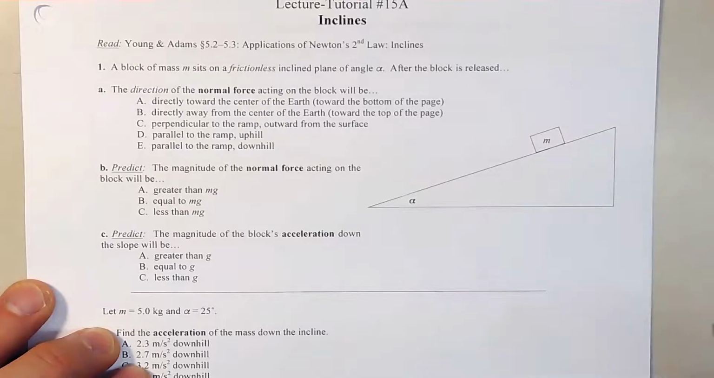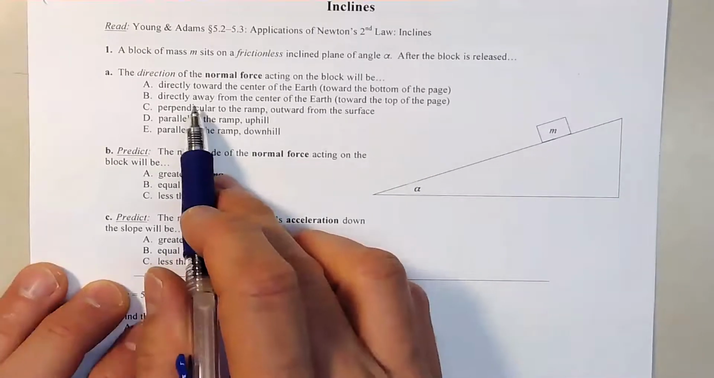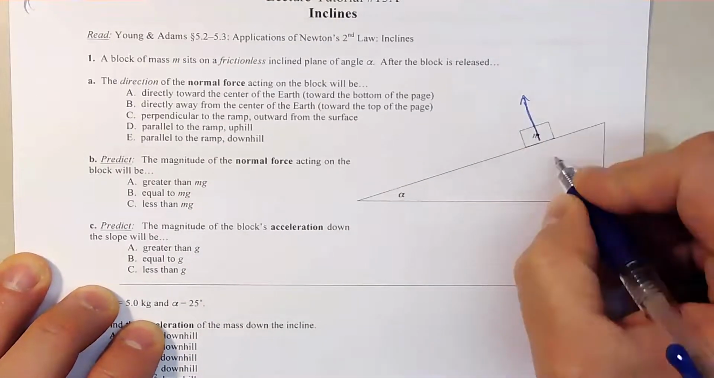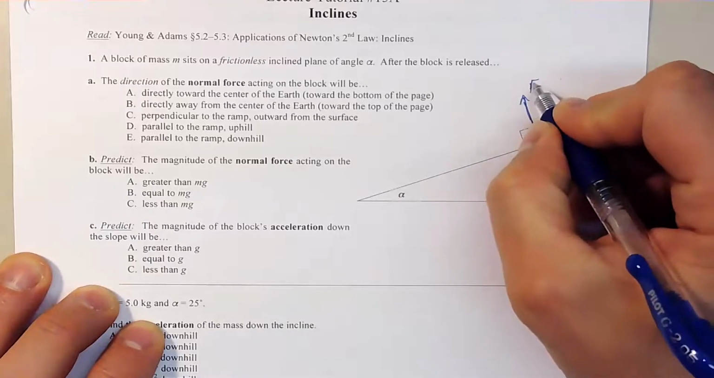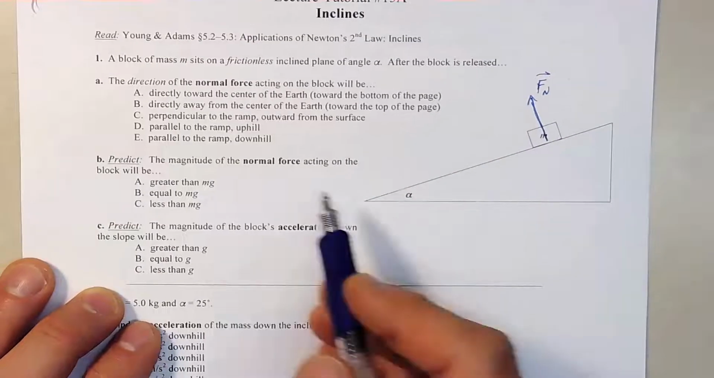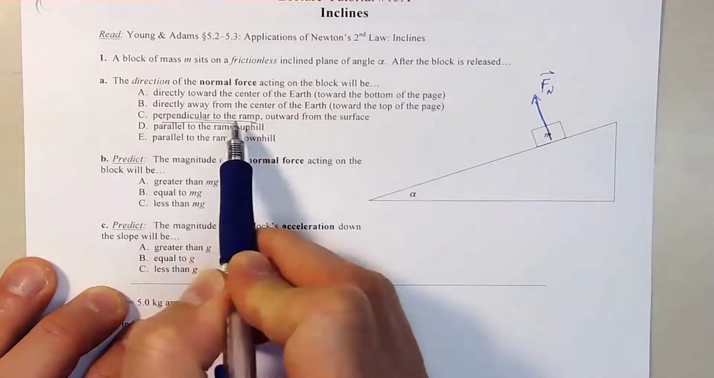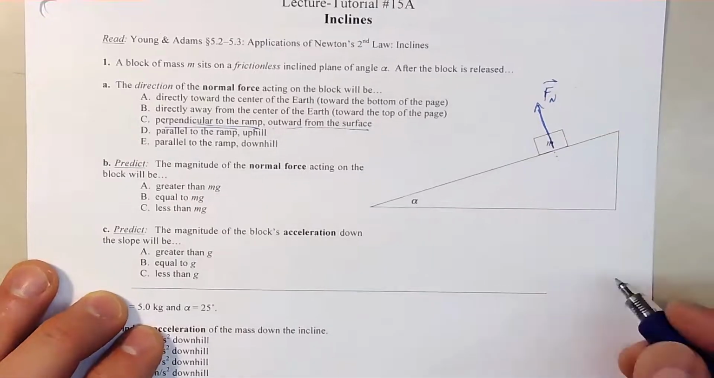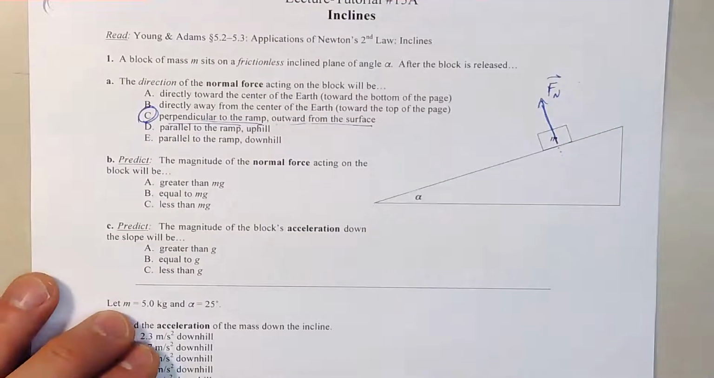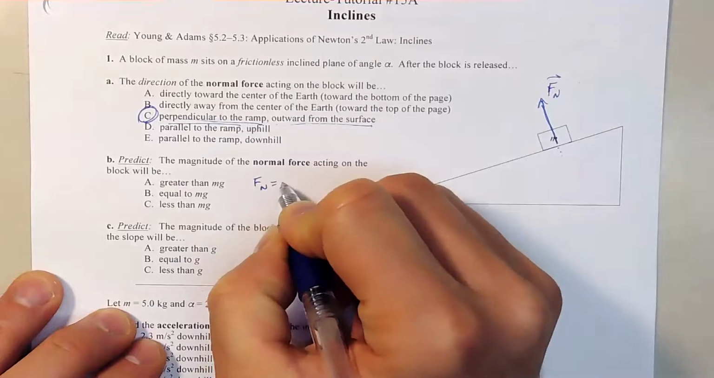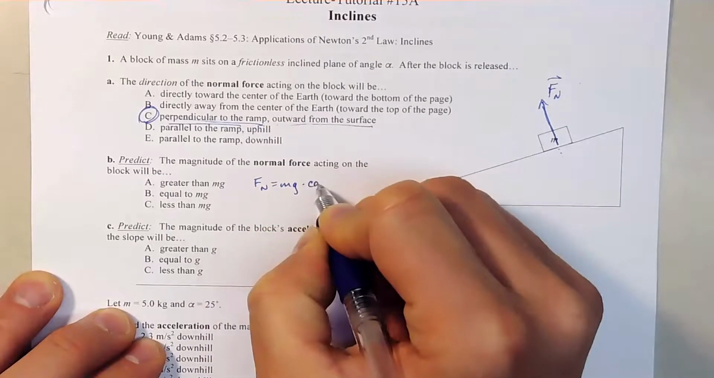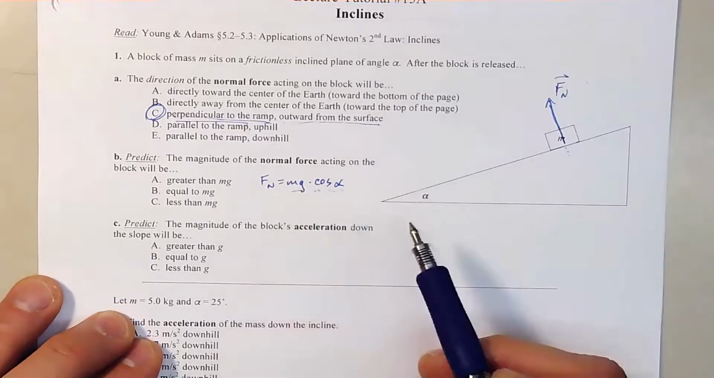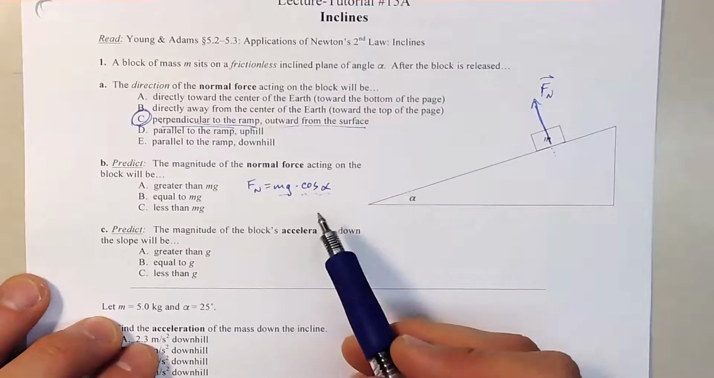Okay, now we know that the direction of the normal force is going to be perpendicular to the incline. That's always the direction of the normal force from any surface of contact. So it's perpendicular to the ramp and outward from the surface. So in other words, it's not perpendicular inward, it's perpendicular outward in the normal direction. The magnitude of the normal force, we've already derived the expression for it, is equal to mg times cosine alpha. So it's something less than m times g, because cosine alpha is always a value between 0 and 1.